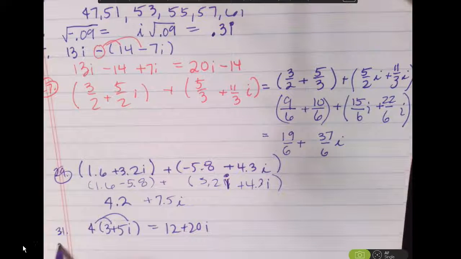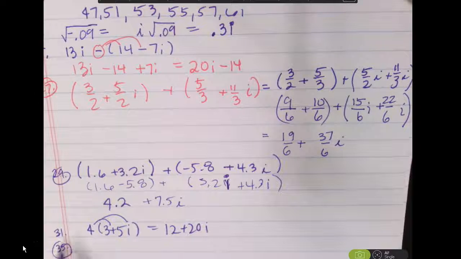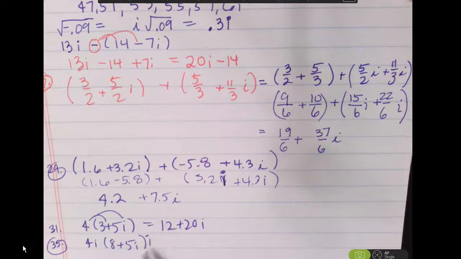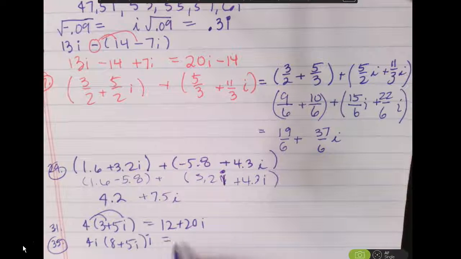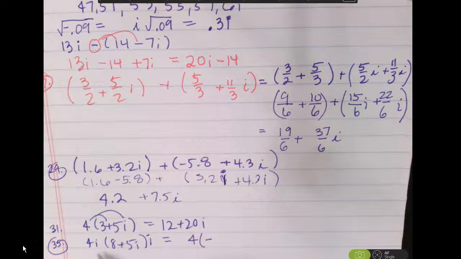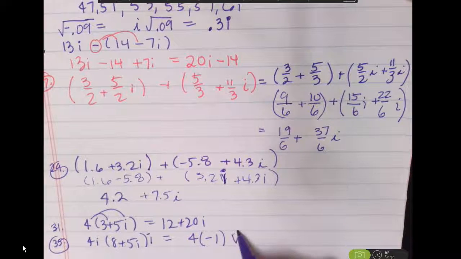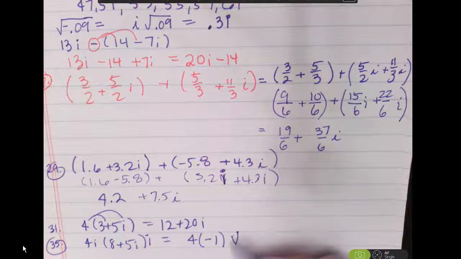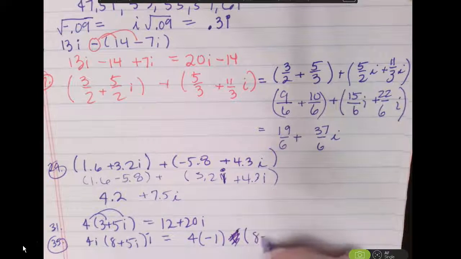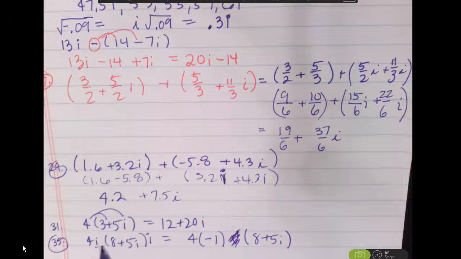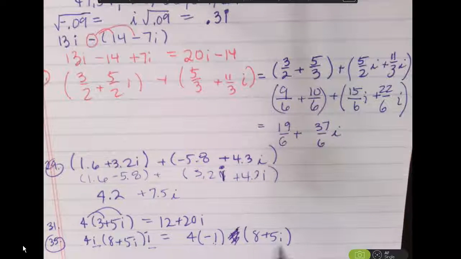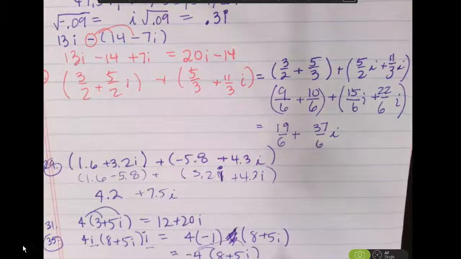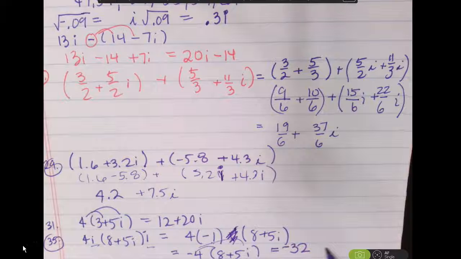In number 35, we've got 4i times 8 plus 5i times i. So I'm going to go ahead and multiply 4i times i using the commutative property. So that's 4 times, well, i squared is negative 1. It's 8 plus 5i. So that i times i, that's where the negative 1 came from. And then, so that's negative 4. And we distribute. Negative 32 minus 20i.